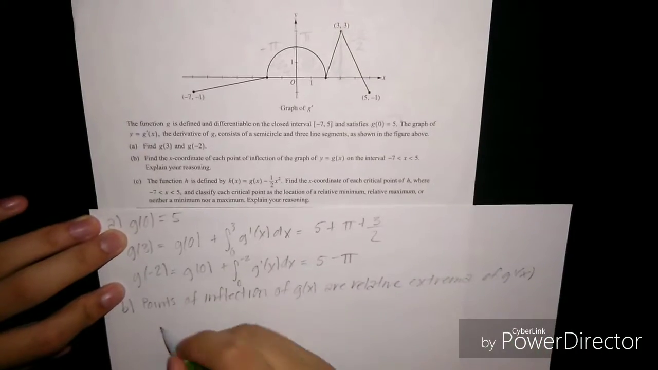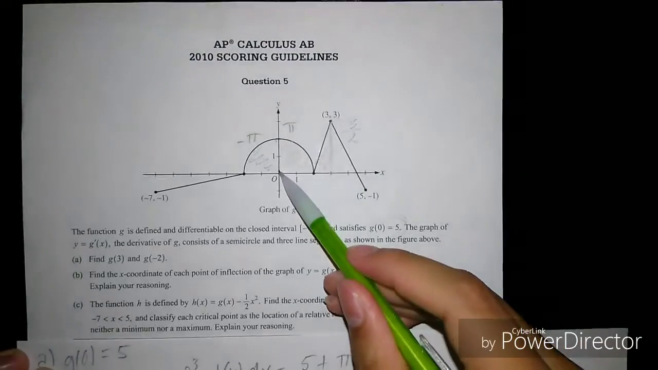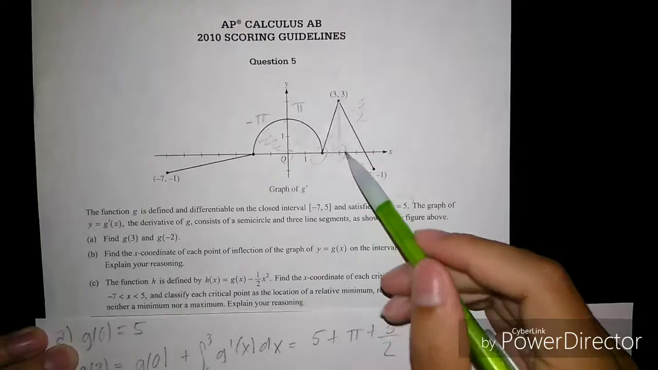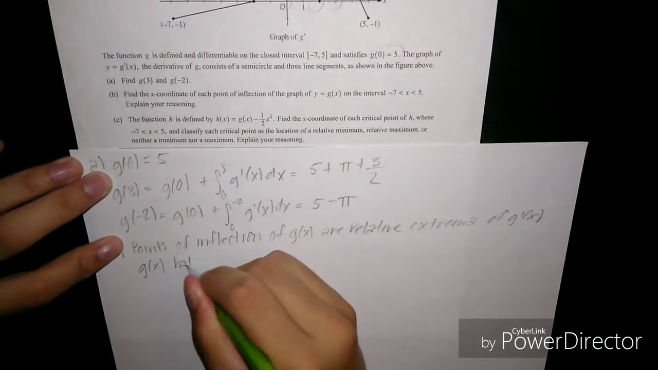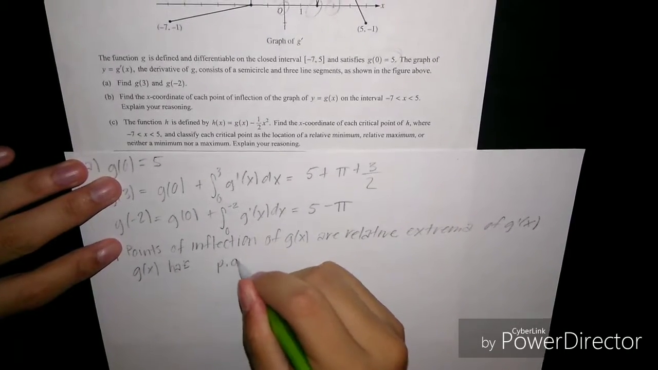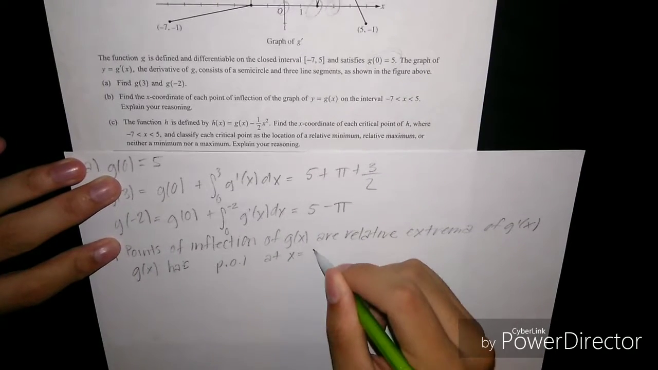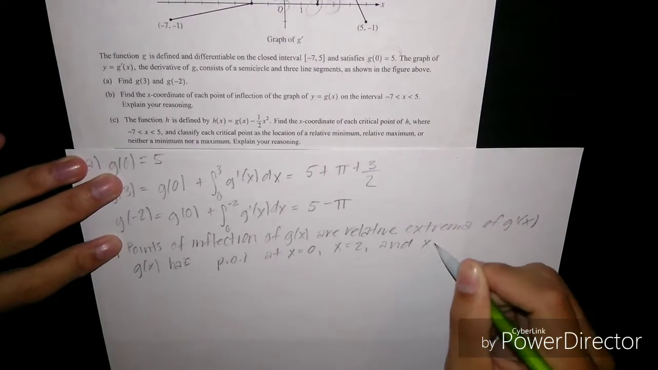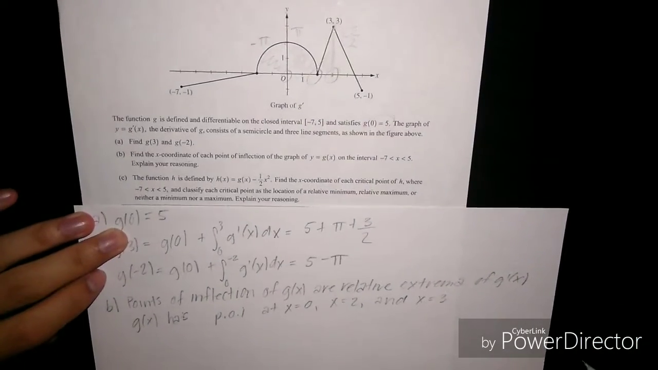So here, clearly we can see a point of inflection at x equals 0, x equals 2, and x equals 3. So there you go. g of x has, I'm just going to write POI to shorten it, points of inflection at x equals 0, x equals 2, and x equals 3.